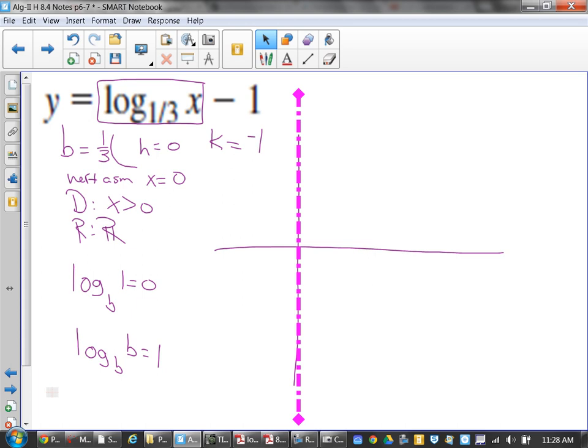We only need 2 points. That's all it is. What I'm doing here is picking a value of x that will simplify my logarithm to the properties here. Because log base 1/3 of 1 is equal to what? 0. So what value of x am I choosing?